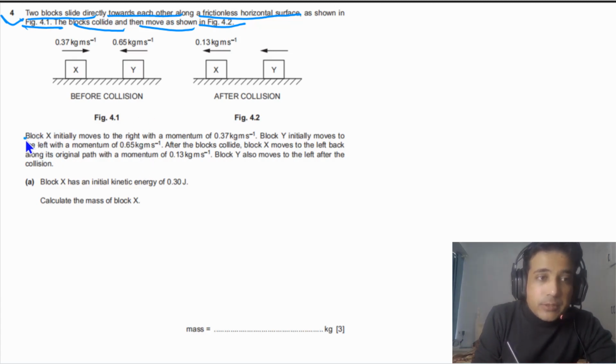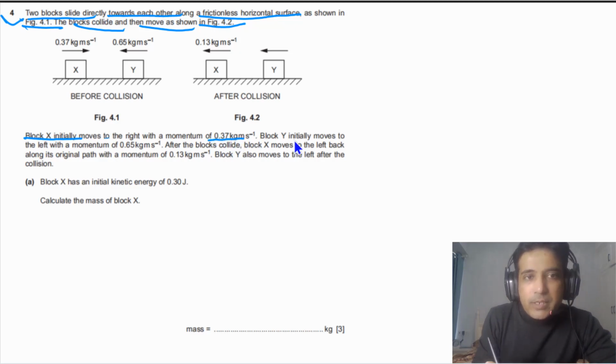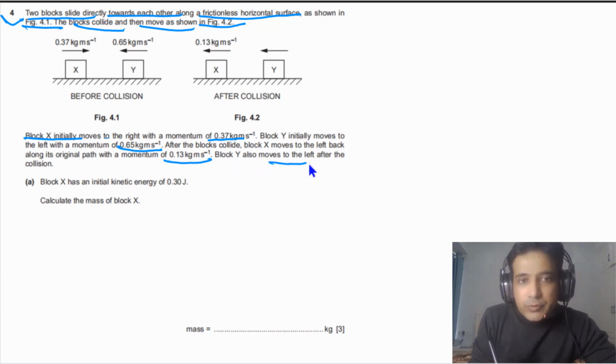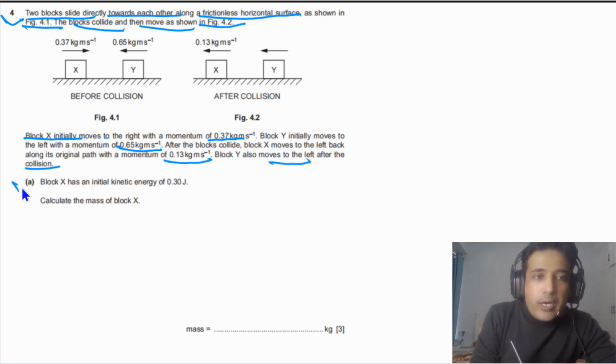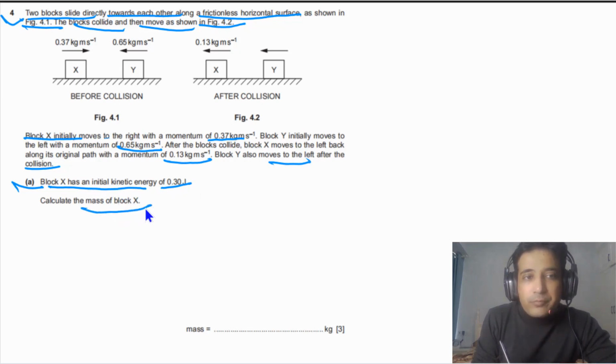It is given to us block X initially moves to the right with a momentum of this one, block Y initially moves to the left with this momentum. After the blocks collide, block X moves to the left back along its original path with a momentum of this. So this is the momentum of block X. Block Y also moves to the left after the collision. For part A, we are given block X's initial kinetic energy, and we need to calculate the mass of block X.